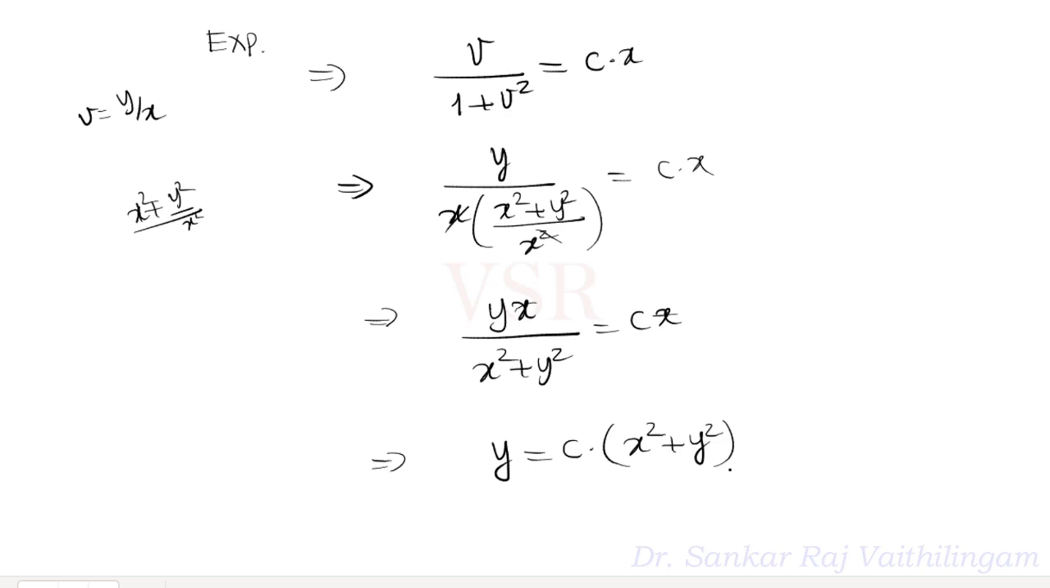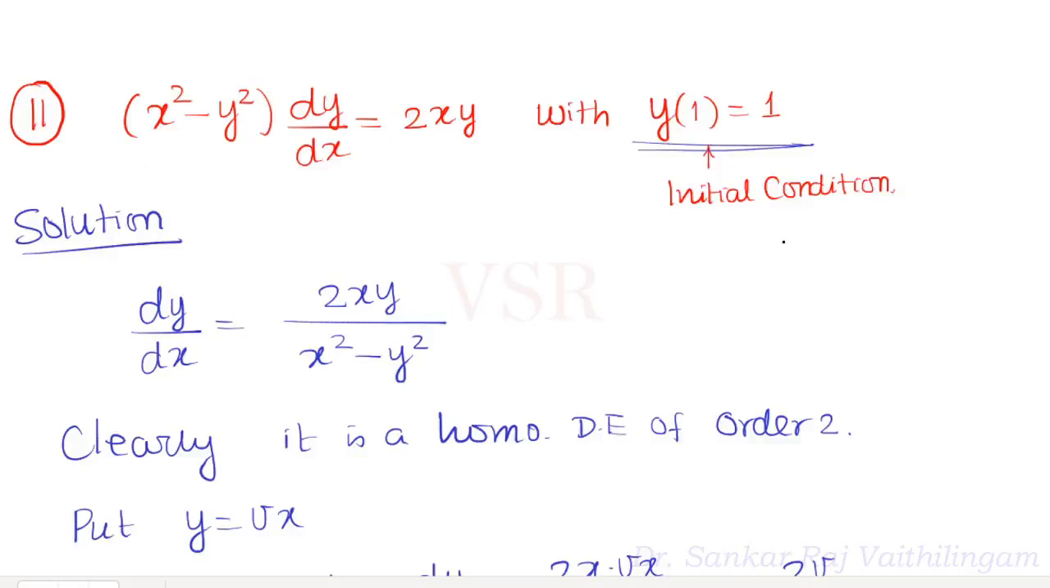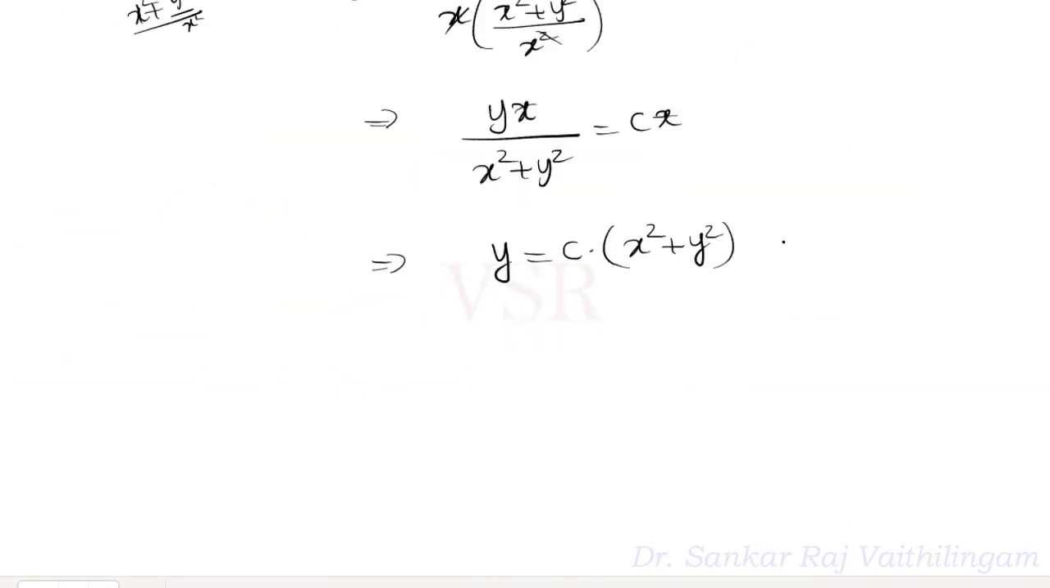Now what else have they given? The initial condition. So what is the initial condition? If you give 1 for x, the value of y is 1, they say. Okay, so I need to calculate what my c is. So put x equal to 1, then this implies that the value of y is 1. So 1 is equal to c times 1 plus 1. If you put 1 for x, 1 square is 1. So this implies that 2c is equal to 1. So c equals 1 by 2.